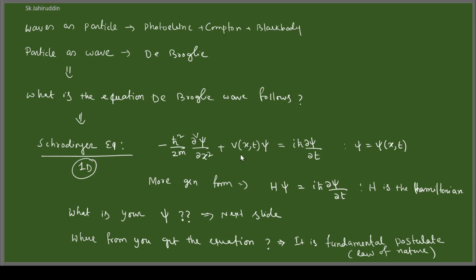That should equal i h bar. How i comes, we'll discuss, don't worry. It is the same i from the square root of minus 1 that you are familiar with in complex numbers, times h bar del psi del t, the derivative with respect to time of that psi. So what is psi? That's the main question.